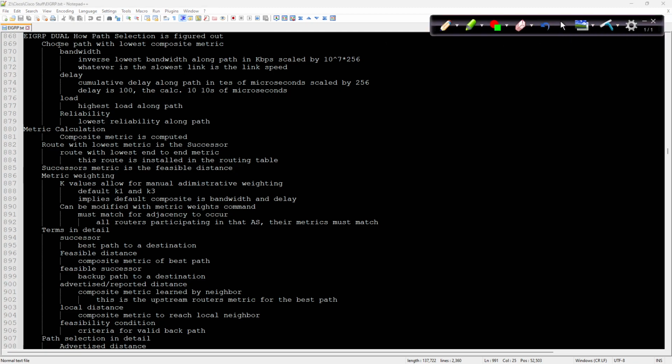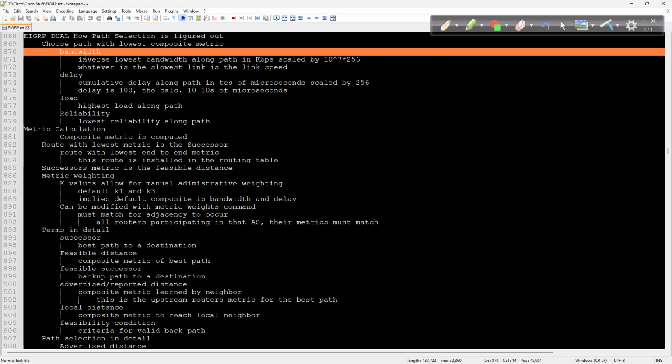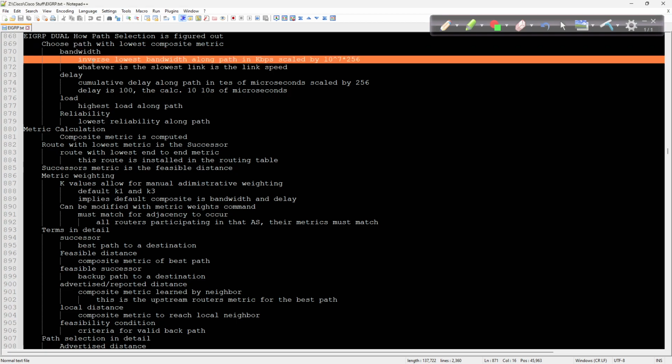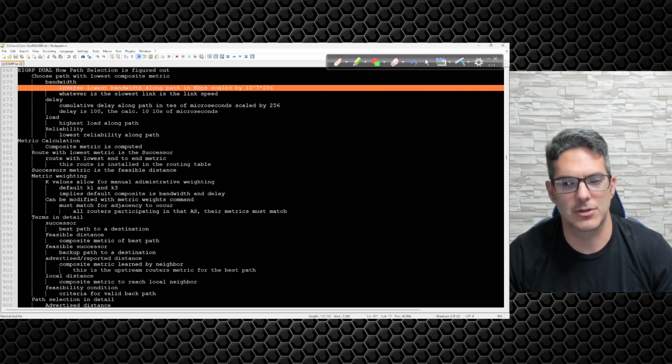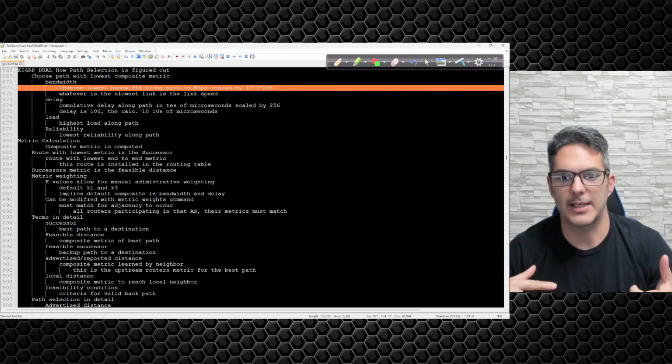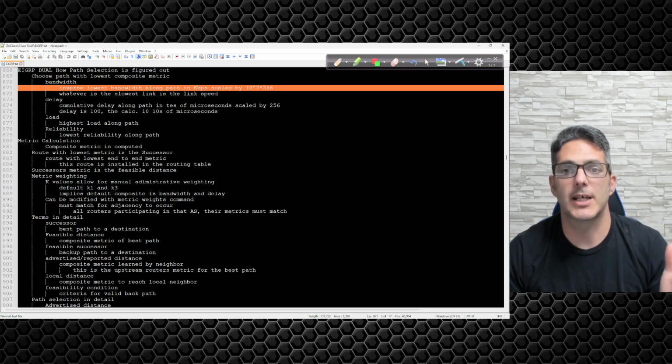So choose path with lowest composite metric. So you have 4 different variables that are actually able to be used. MTU, as you can tell, isn't one of those that's ever actually used. So you have the bandwidth, which is the inverse lowest bandwidth along path in kilobits per second, scaled by 10 to the 7th by 256. The one key thing I want you to understand is it's the inverse. What does inverse mean? The opposite of the highest, right? We're not taking the highest. We're taking the lowest bandwidth.